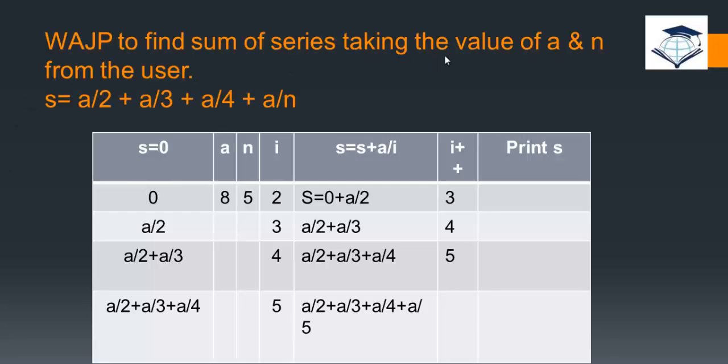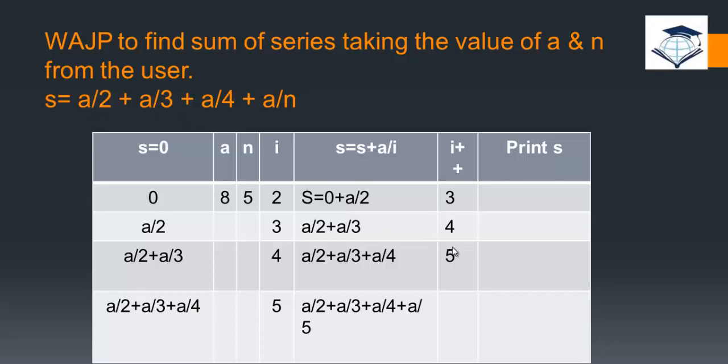This is the program to calculate the sum of series taking the value of a and n. You take the value of a, you take the value of n, and that is what is explained here. First time it is 0. So s is equal to 0 plus a by 2. Then i plus plus, it will become 3. It goes here. Already the s value is a by 2. Now it goes to the i value. i is 3, then a by 2 plus a by 3 will come. So you get the second term of the series.